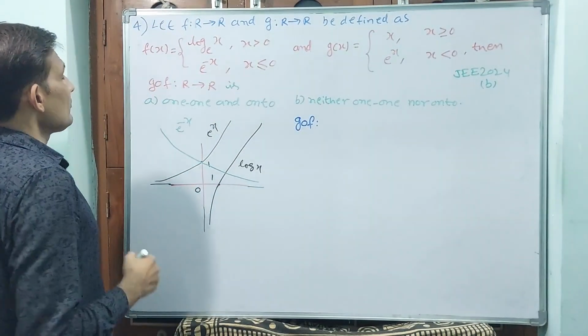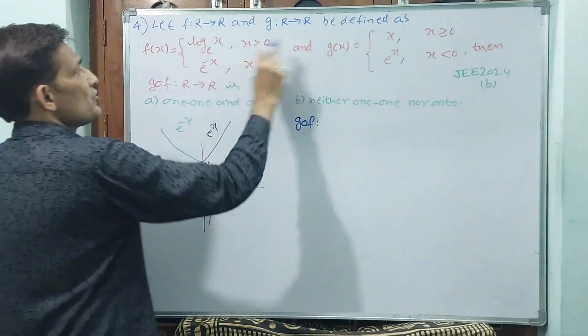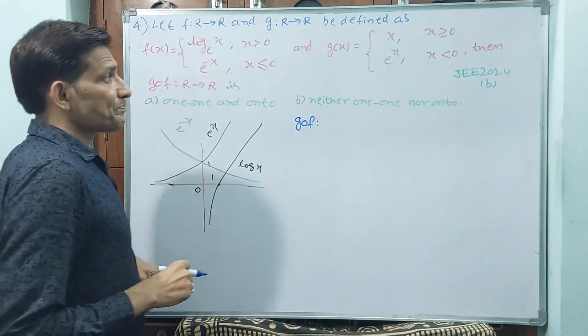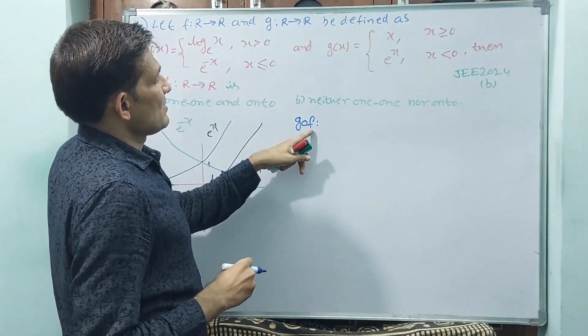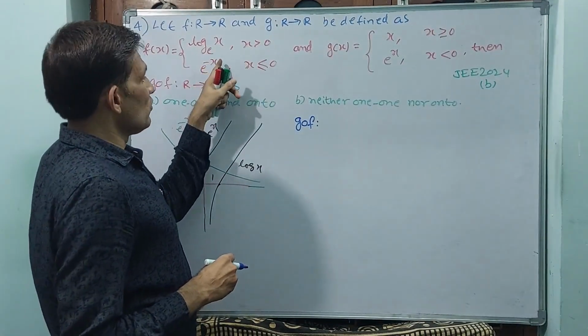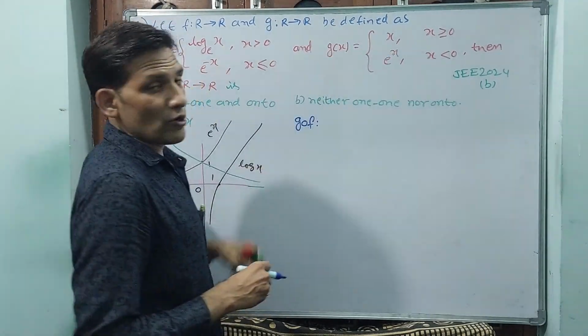G of f. G of f means f we are giving in g. Now see, for f, both you have to give: in the first place log x, and e power minus x also you have to give.